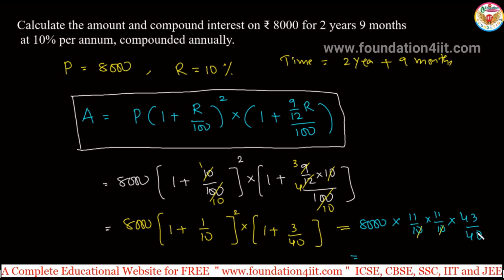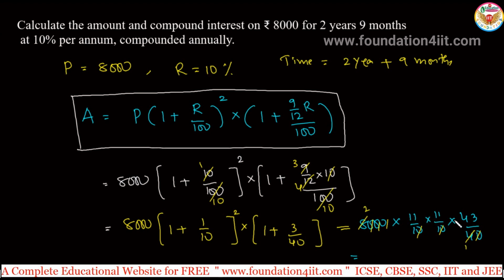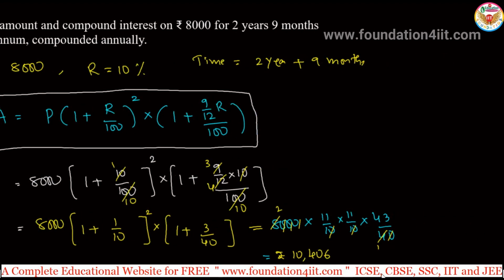So 3 zeros we can cancel. 4 ones are 4, 4 twos are 2, into 11 into 11 into 43. 11 11s are 121, into 2 into 43. So finally you'll get rupees 10,406. I calculated. Okay, this is the value.